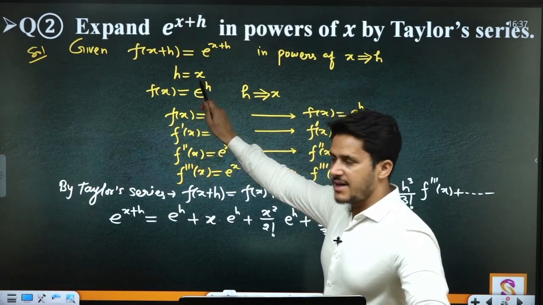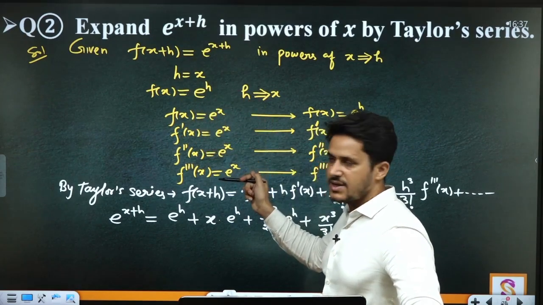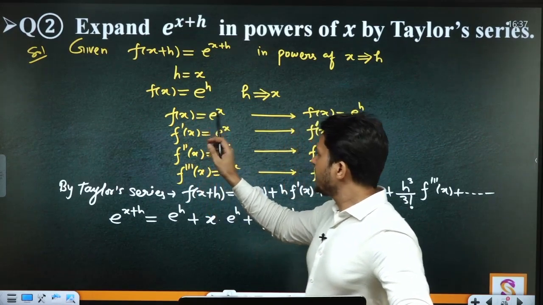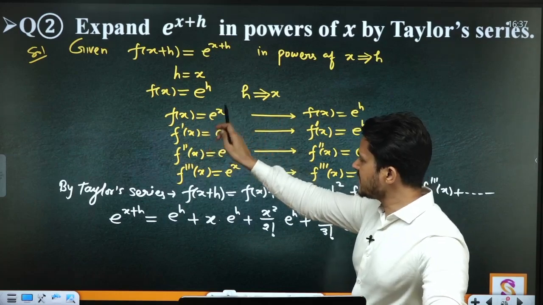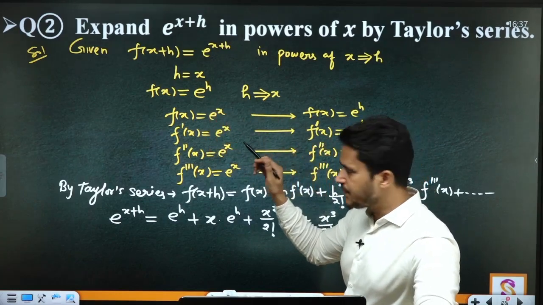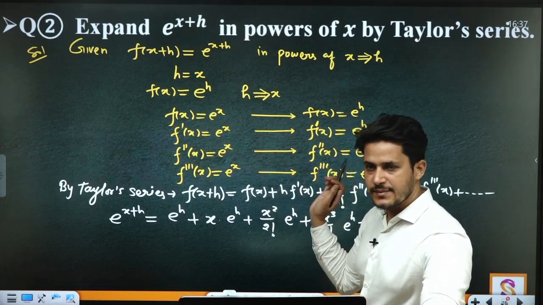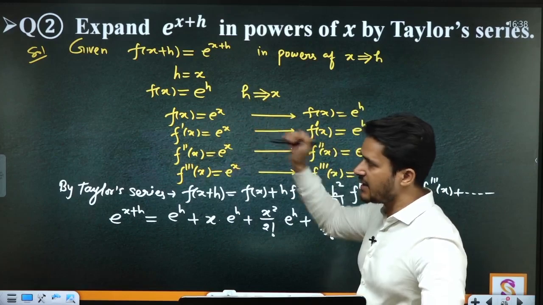h is x, then the function is f(x) equal to e to the power h. Just to differentiate it easily and to understand it without confusion, we have replaced this h by x, but the actual value of f(x) is e to the power h. So after differentiation, replace this x by h. So this is the real value of it, which comes after differentiation.